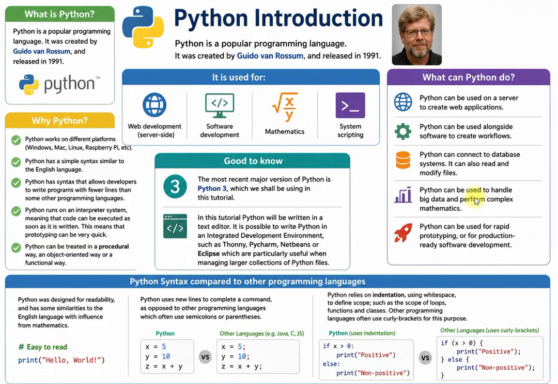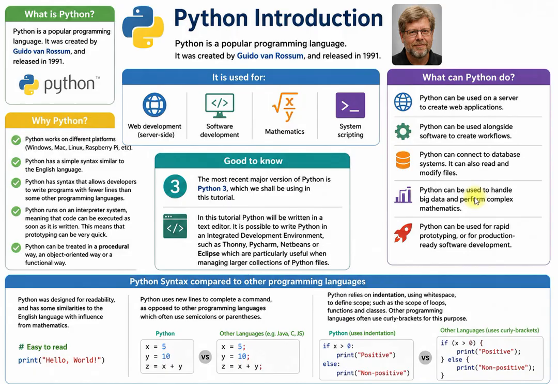Okay. What can Python do? Python can be used on a server to create web applications. Python can be used alongside software to create workflows. Python can connect to database systems. It can also read and modify files. Python can be used to handle big data and perform complex mathematics. Python can be used for rapid prototyping or for production ready software development.